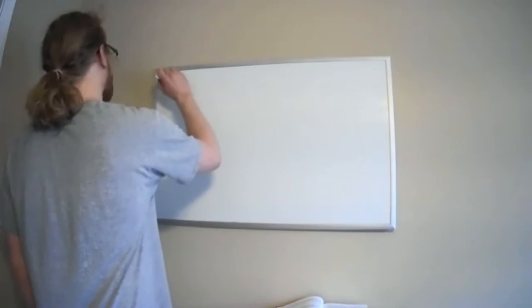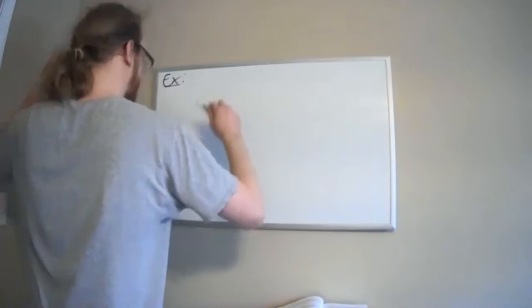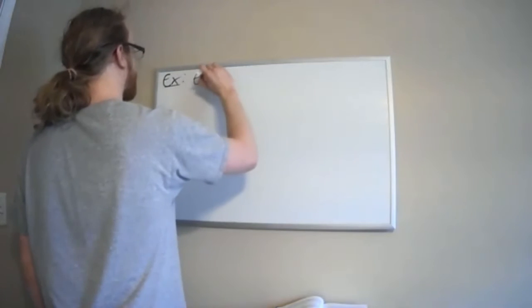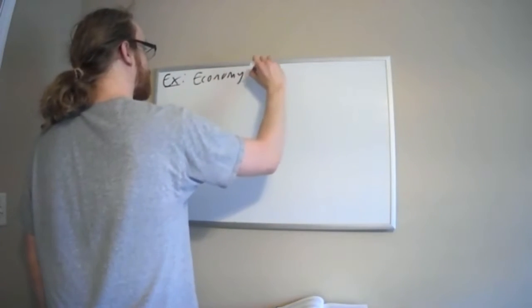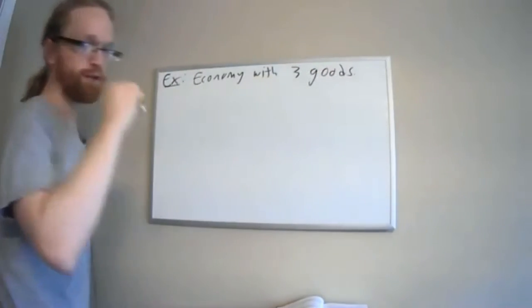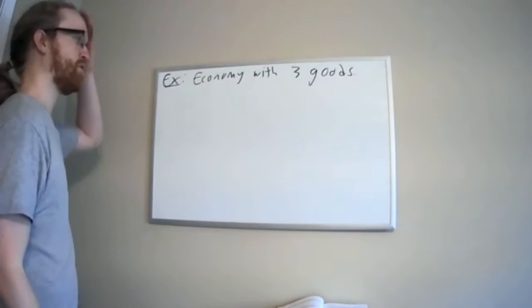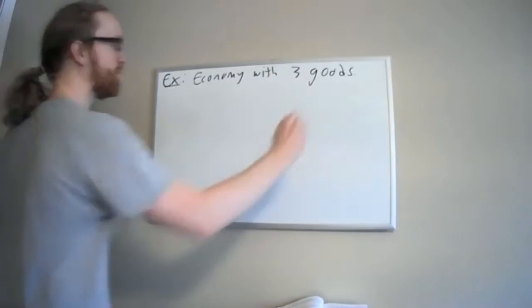Oh, yeah, here's an example. Okay. So we're going to have an economy with 3 goods. Let's up the ante a little bit. Make it slightly more complicated again, but it doesn't really change the overall process at all. We have 3 goods.